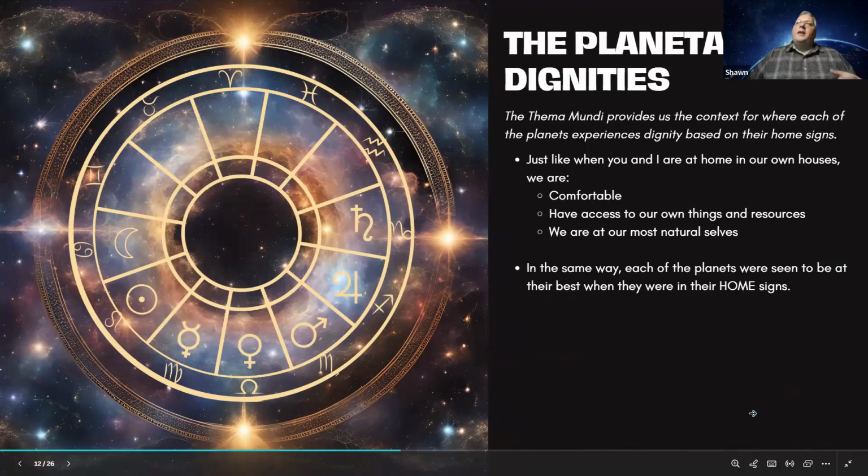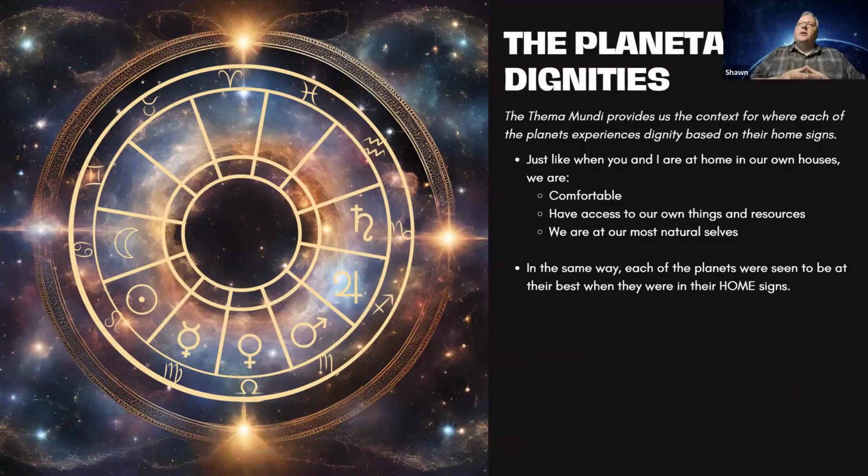So I think it's next, as we look at the Thema Mundi, it's important for us to talk about the very basics of planetary dignity. The Thema Mundi provides us with this context of the planets in their home signs. And the home signs of planets were where they experienced kind of their most natural state.